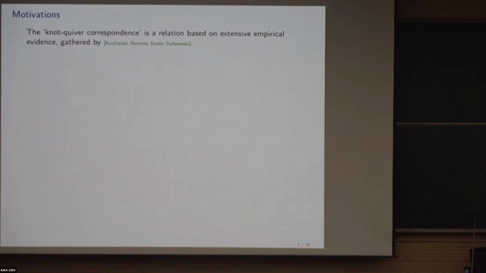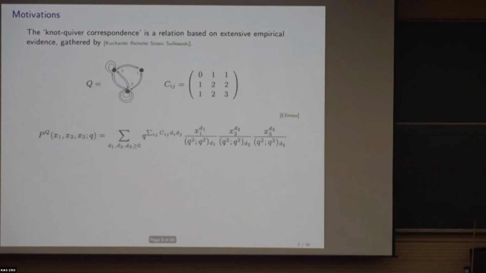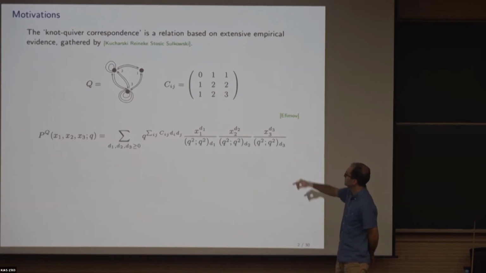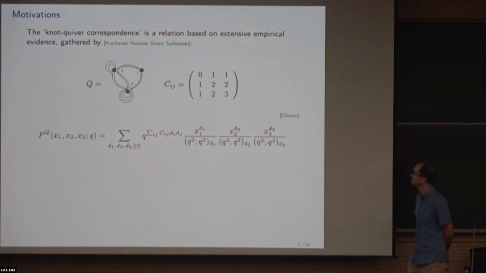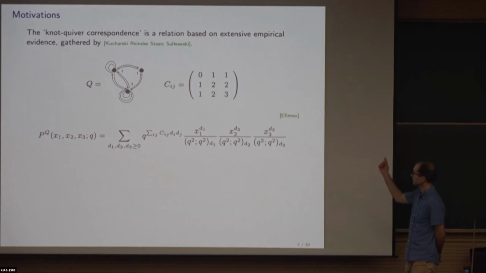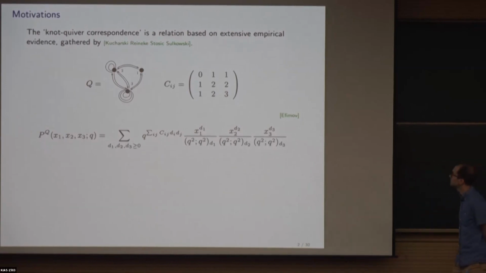So the knot-quiver correspondence is based on an observation. It's an empirical observation made by Kucharski, Reineke, Stošić, and Sułkowski in 2017. And what they observed is the following. For example, take a quiver like this one with 3 nodes and with arrows always going back and forth between nodes. So the adjacency matrix is symmetric. Diagonal elements are the loops on the nodes, and off diagonals count arrows in either direction.